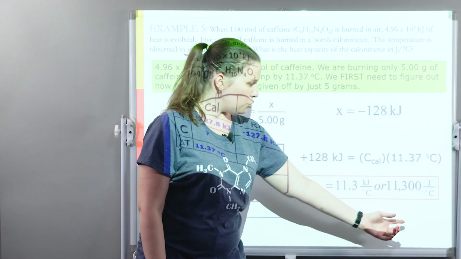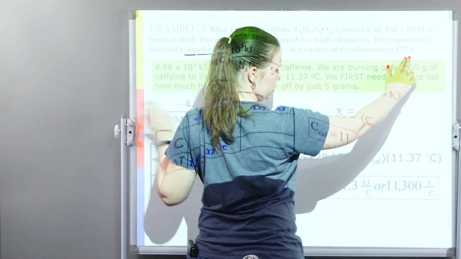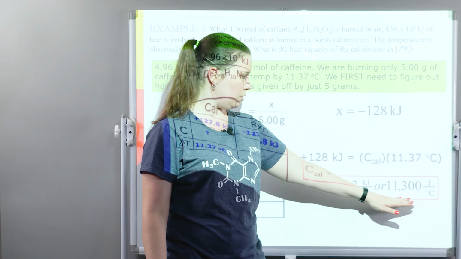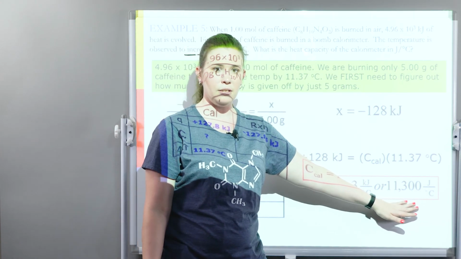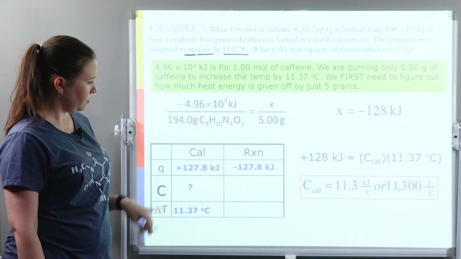If you wanted to work it in joules, you can, or if it asked for it in joules, actually it does ask for it in joules per degree Celsius. So we're multiplying by 1,000 here. And so in joules per degree Celsius, it would be 11,300 joules per degree Celsius.